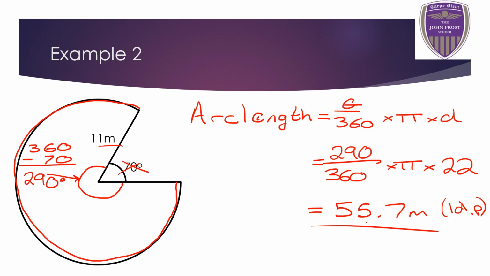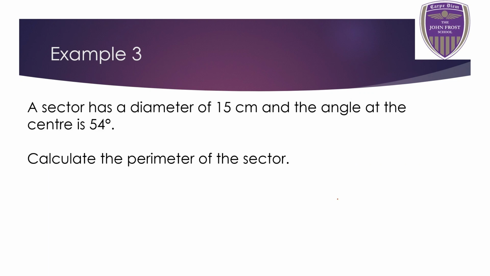Let's have a look at the third example. So a sector has a diameter of 15 centimeters and the angle at the center is 54 degrees. Calculate the perimeter of the sector. Now we've used a different word here. We've used perimeter. So we're not just trying to find the arc length. We actually want the distance around the whole shape.